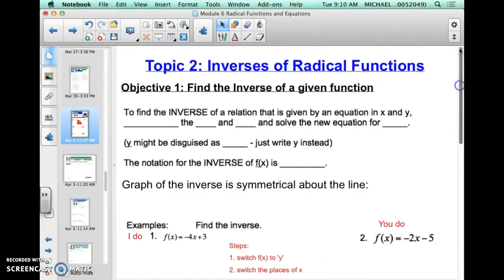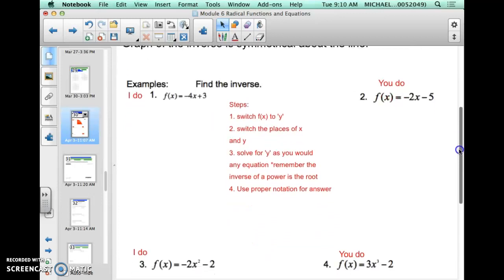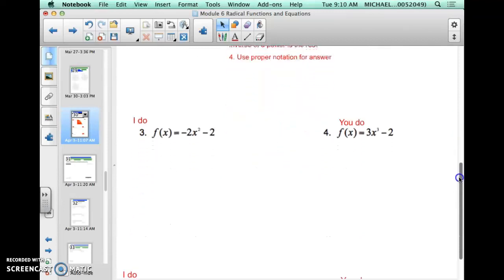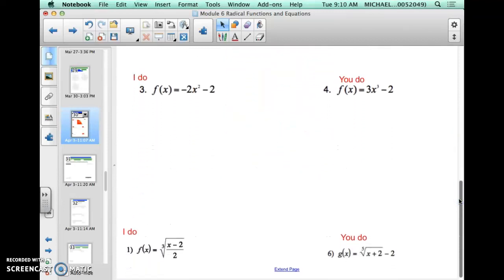Alright, in this video I'm going to talk through the next two example problems from this objective. Remember, we're in topic 2, inverses of radical functions, and the objective is to find the inverse of a given function. So in a previous video I went through the notes here and I did the first two example problems. I did one, for example, I had you try the second one. And I'm going to go through numbers 3 and then I'm going to do number 6.